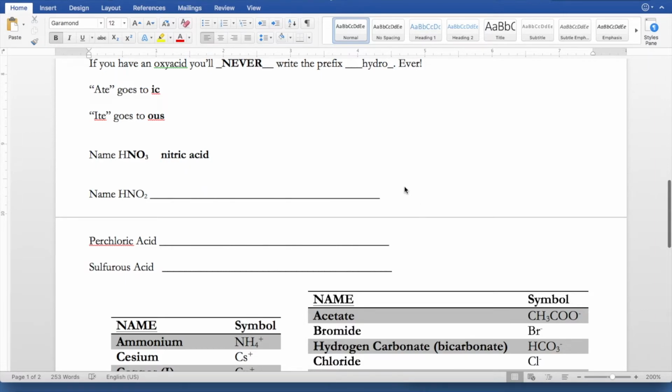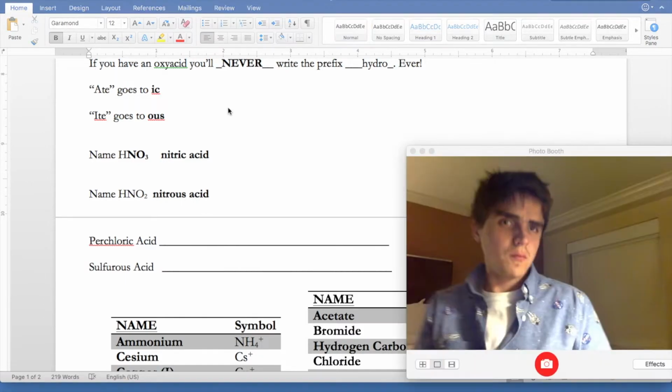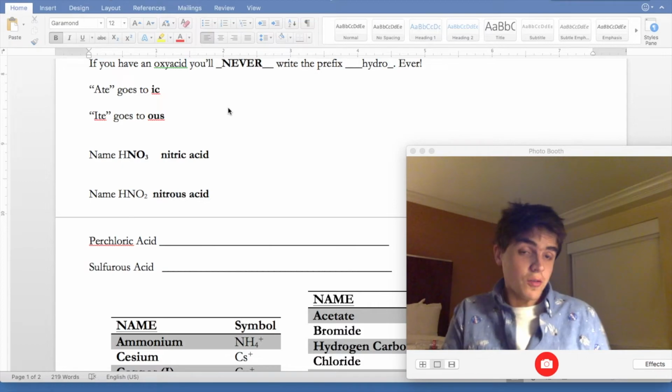Okay? So like NO2 on your ion sheet, instead of being nitrate, that's nitrite. Oh, hey, look. No prefix needed. No hydro for certain. Nitrite. Ite becomes ous. So instead of nitric acid, I have nitrous acid. And, you know, if I could spell instead of doing robotics all day, it would be helpful. So I've got nitrous acid. You're good. All right. So I don't think that's too bad.